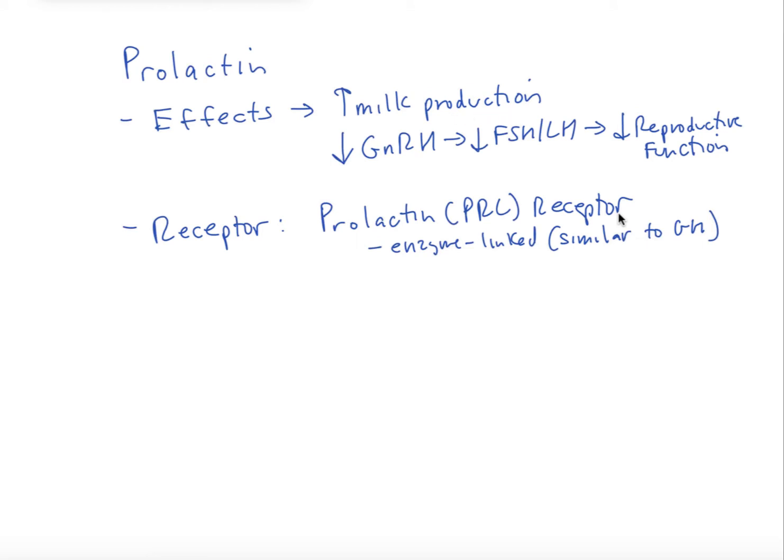And the receptor for prolactin is very similar to the growth hormone receptor. It's enzyme linked, that is sort of like an RTK, but a little bit different. And that's how it exerts its effects that we discussed on milk production and GnRH.